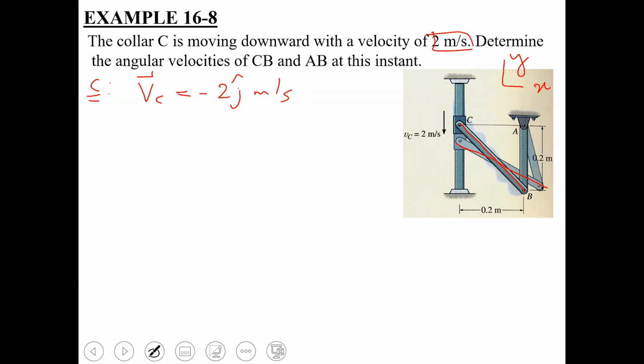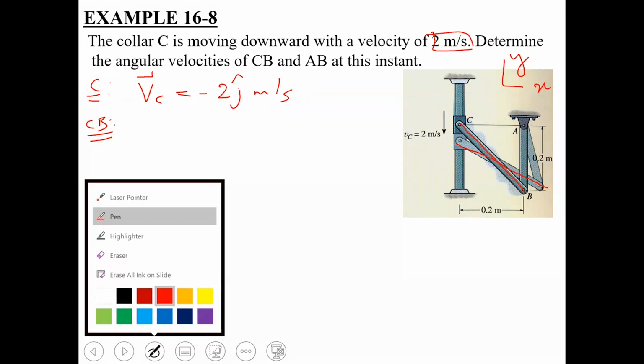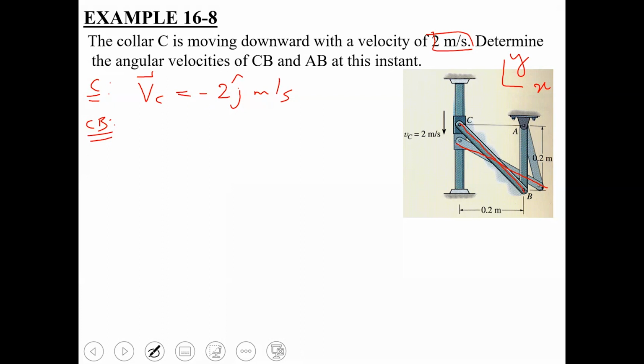Okay, now moving on to our next link, which is link CB. In order to perform the analysis of this link CB, since we have discussed earlier that this link is in general plane motion, we are going to apply the relative velocity equation on this link. What should be our base point, C or B? C, sir. Since the motion of point C is known to us, we are going to make C our base point. So accordingly, the relative velocity equation would become VB equal to VC plus omega cross r.